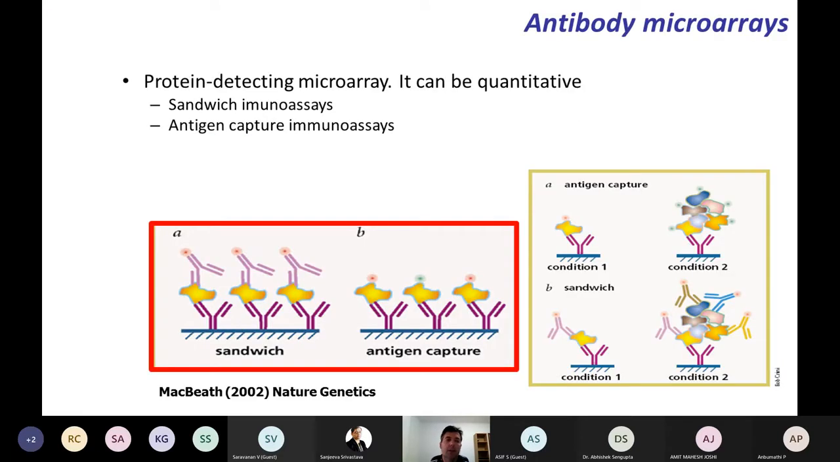Regarding antibody microarrays, we can obtain information that can be quantitative using sandwich immunoassays or antigen capture immunoassays. In a sandwich situation, we can bind the protein of interest and detect it with a second antibody. And in the antigen capture, the proteins are labeled with a fluorophore that can be detected with a laser in the scan.